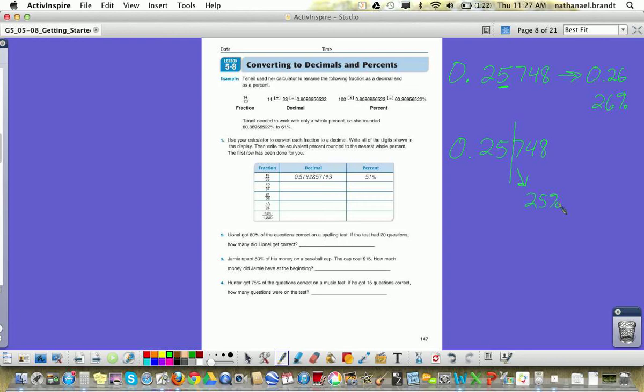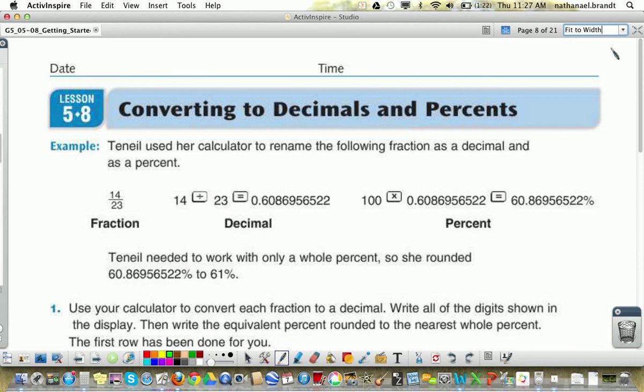So now we're going to look at page 147 here. And we're going to look at the sample problem right here. Tennille used her calculator to rename the following fraction as a decimal and as a percent. So the fraction was 14/23. And to turn it into a decimal, she did 14 divided by 23 equals, and this is what she got for her answer.